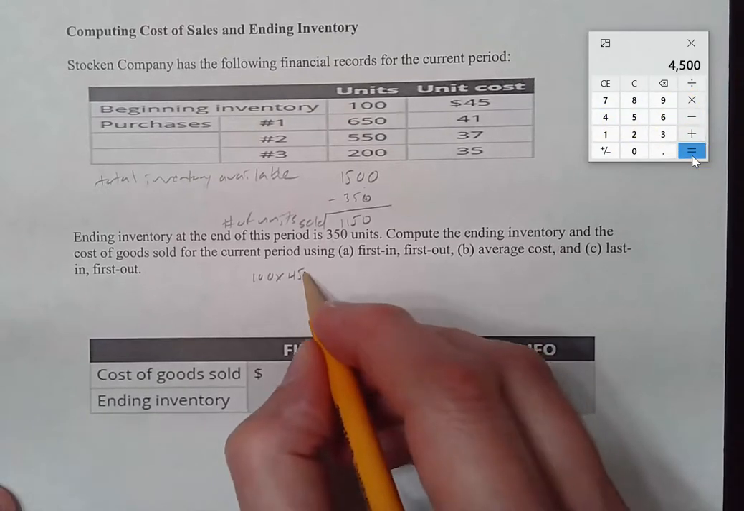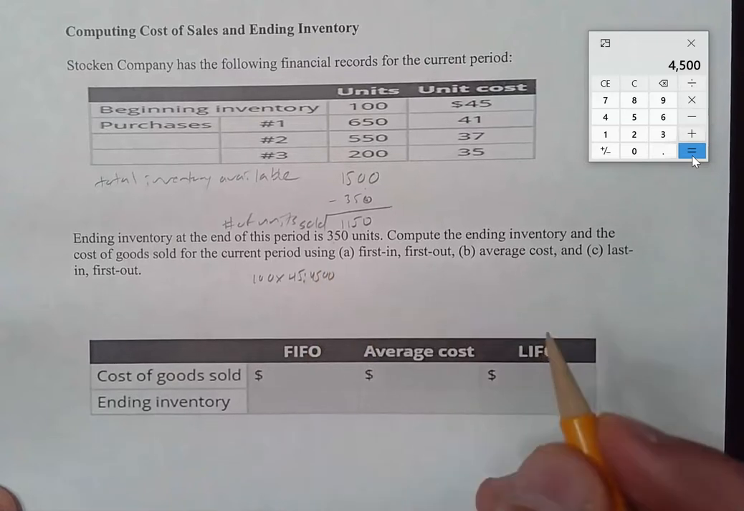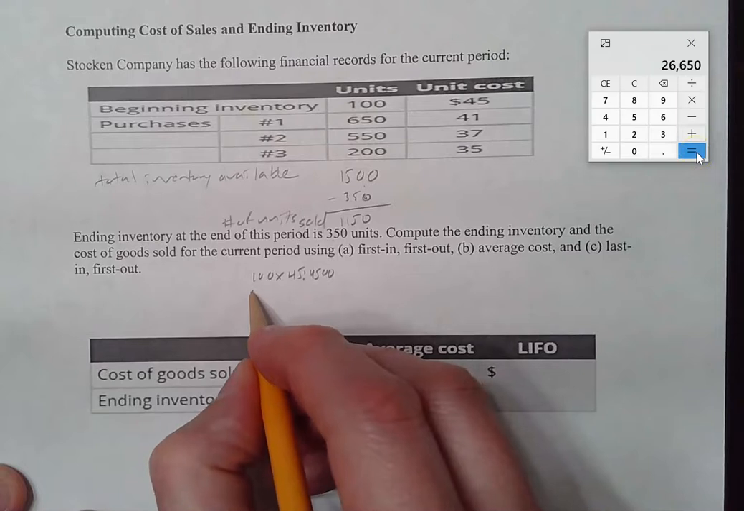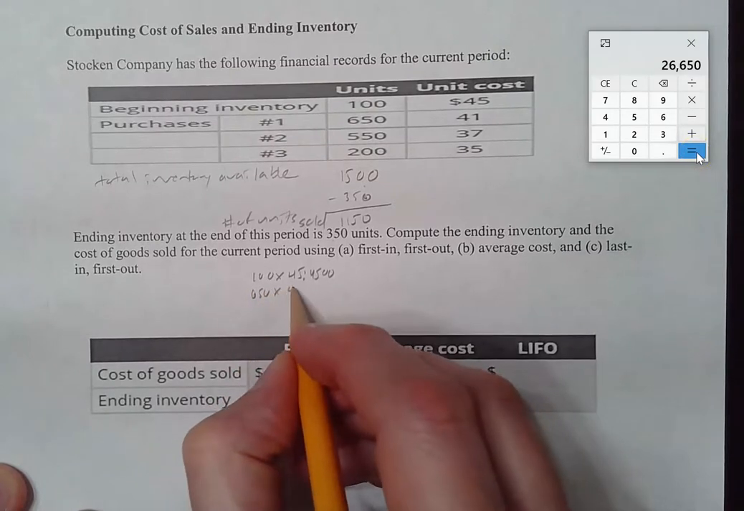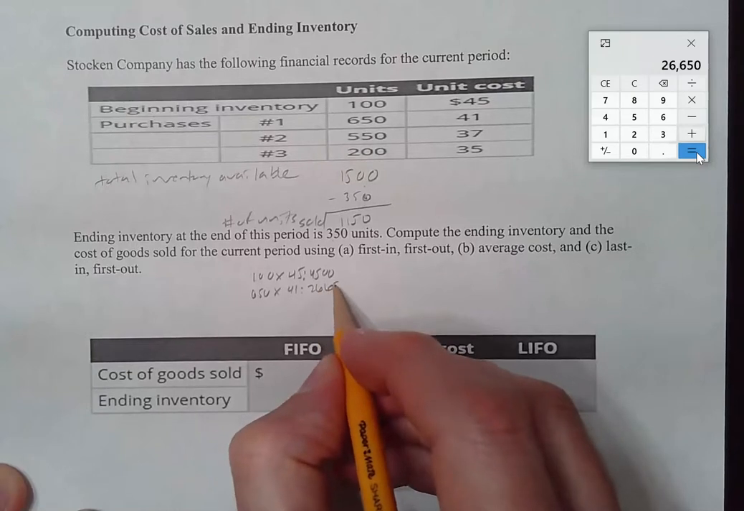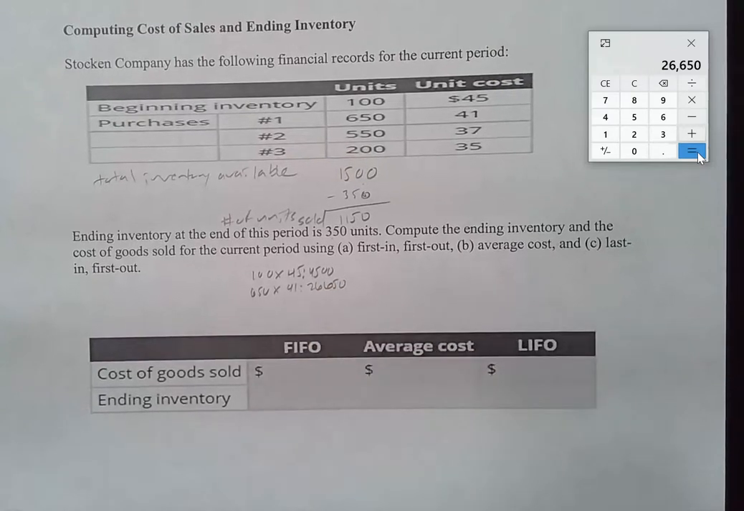Okay. I'll write small here so I don't get over into the other area. So we've got 4,500. Then I'm selling all 650 of this first purchase here, so 650 times $41 a unit. So here we have a situation where the costs are going down. So I want 650 times 41, which gives me 26,650.